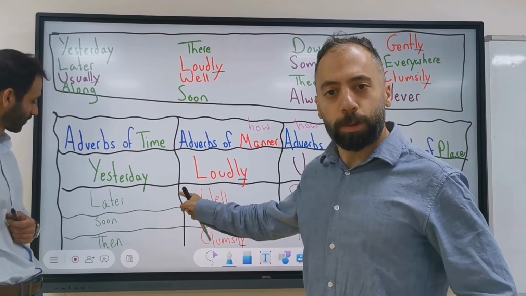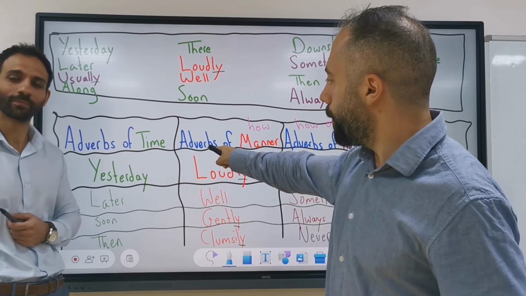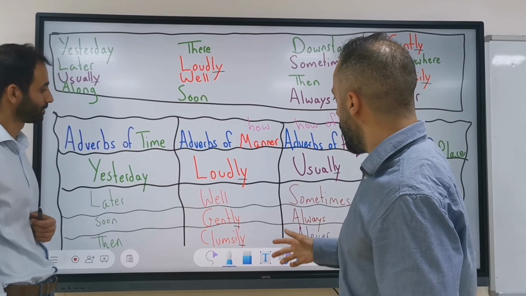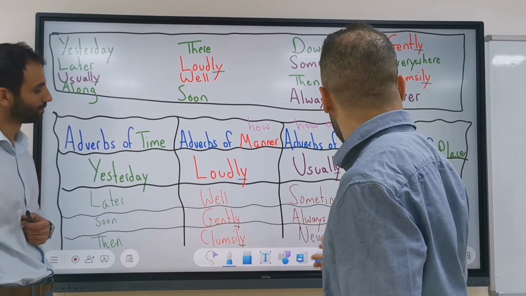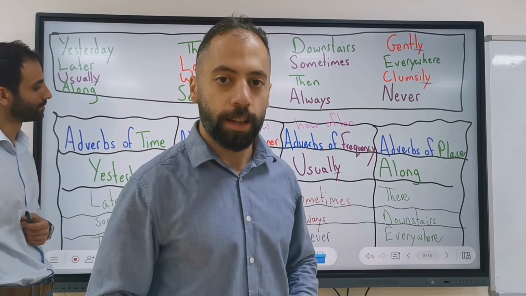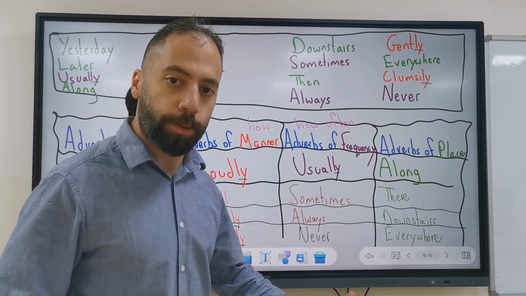So, you will also notice the color coding. Time adverbs are in green, red adverbs are the adverbs of manner, purple for frequency, and green also for place. So, hopefully, this should make it easier for you.